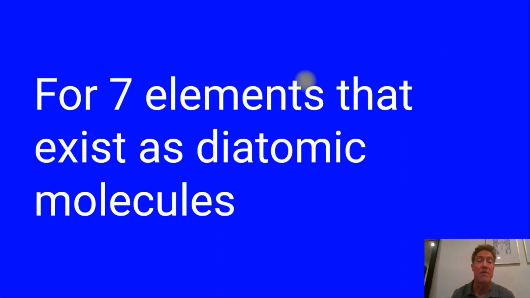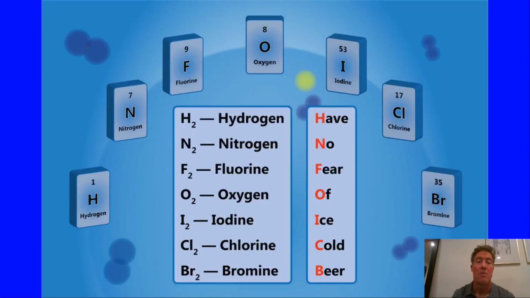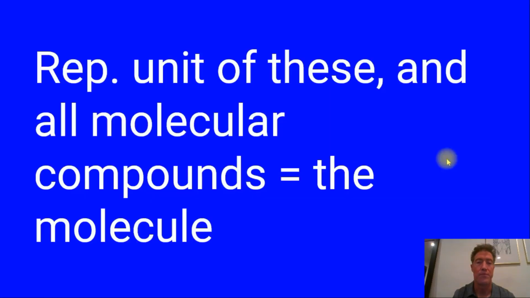There are 7 elements, however, that exist as diatomic molecules. These are our old friends, Brinkelhoff. But we also have another one that I'll introduce to you that I found that I thought was good. Have no fear of ice-cold beer. That might be easier to remember than Brinkelhoff. These are the 7 elements that exist in diatomic form. So rather than the single elements, they exist in groups of 2.